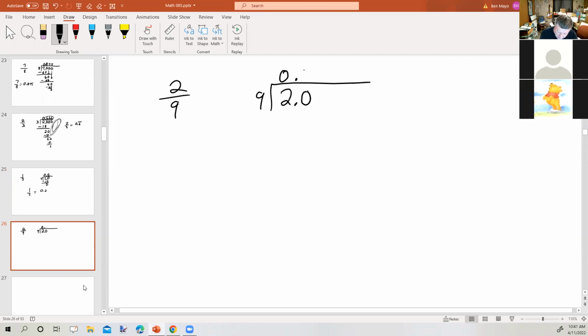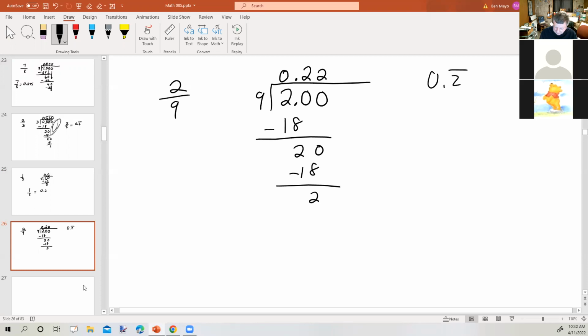9 goes into 20 2 times. 2 times 9 is 18. We'll subtract that from above. 20 minus 18 is 2. 9 doesn't go into 2. So we'll add a 0 and bring it down. 9 goes into 20 2 times, we get an 18. We get a remainder of 2. Can you see what's going on here? We're getting 0.2 repeating. Okay. So 2/9 equals 0.2 repeating. And in WebAssign, we would write point and then the word, whoops, hang on here, sorry.